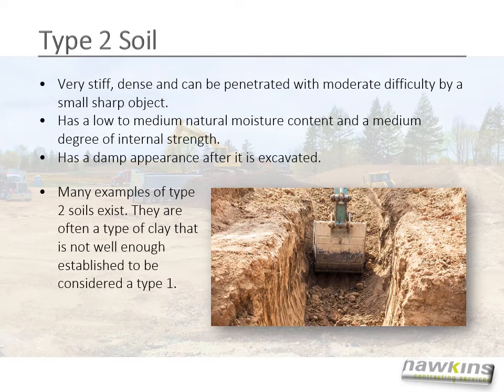Type 2 soils are very stiff, dense, and can be penetrated with moderate difficulty by using that same small, sharp object. Type 2 soils have a low to medium natural moisture content and a medium degree of internal strength. Type 2 soils are damp in appearance after they are excavated. Many examples of type 2 soils exist. They are often a type of clay that is not well enough established to be considered a type 1.